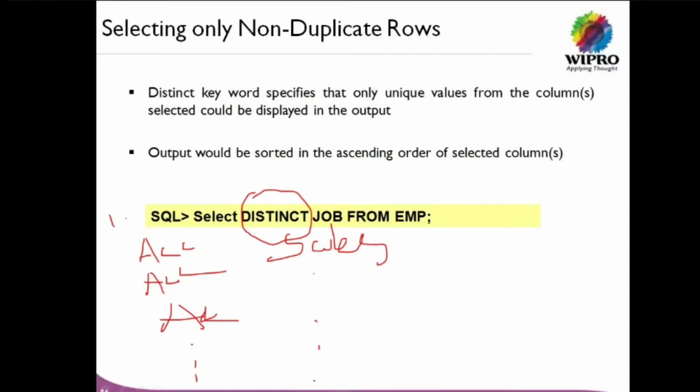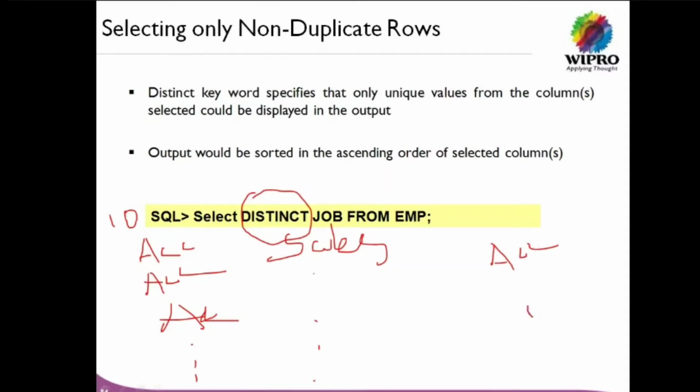The table has a maximum of 10 records, 10 employees' records. I am giving select job from EMP. How many records will you get as output? The output consists of 10 rows, like 5 times accountant and 5 times salesperson, which contains duplicates. But if you use distinct, it will display only the non-duplicate rows. So what happens? It displays only the 2 records as the output.